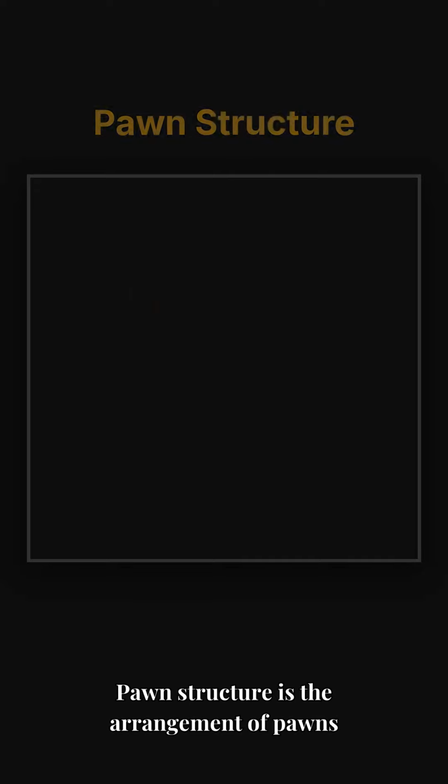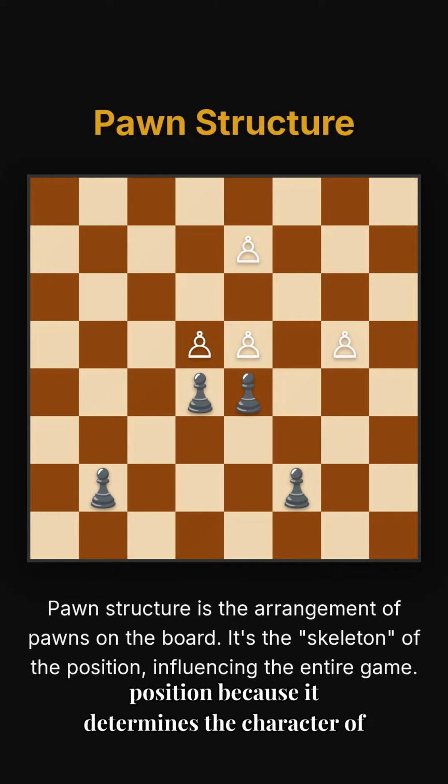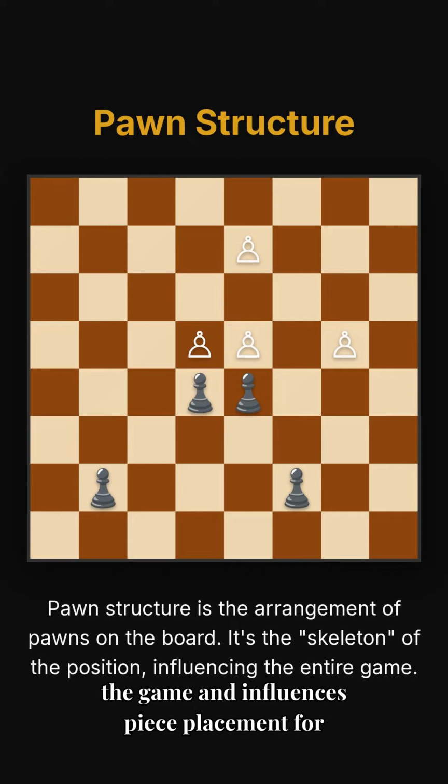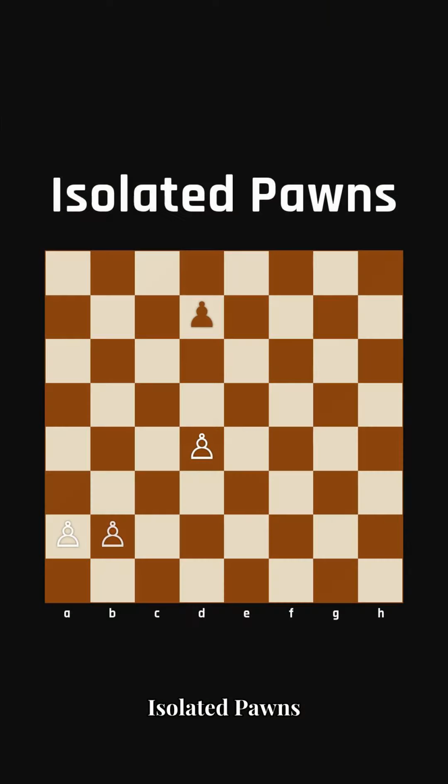Understanding pawn structure. Pawn structure is the arrangement of pawns on the board. It's often called the skeleton of the position because it determines the character of the game and influences piece placement for many moves to come. Types of pawn structures. Isolated pawns.